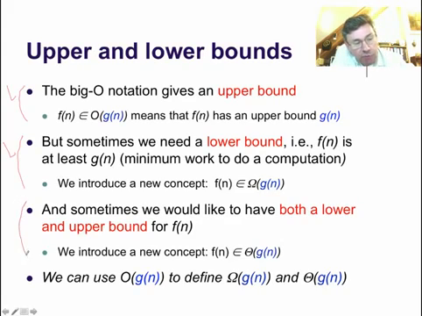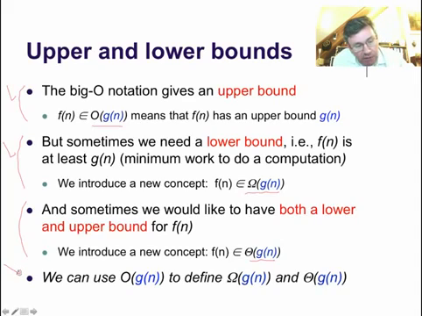And sometimes we want to do both. So sometimes we want to have both a lower and an upper bound. So big O only gives you an upper bound. So sometimes we want to have a lower bound. So we define the lower bound operation, which is called big omega. And we have another one which is both upper and lower, which is called the big theta.